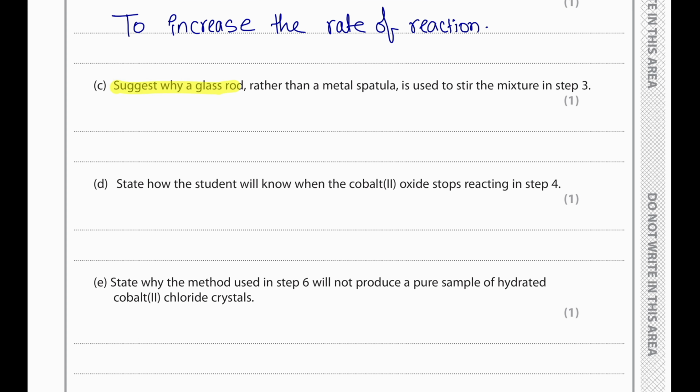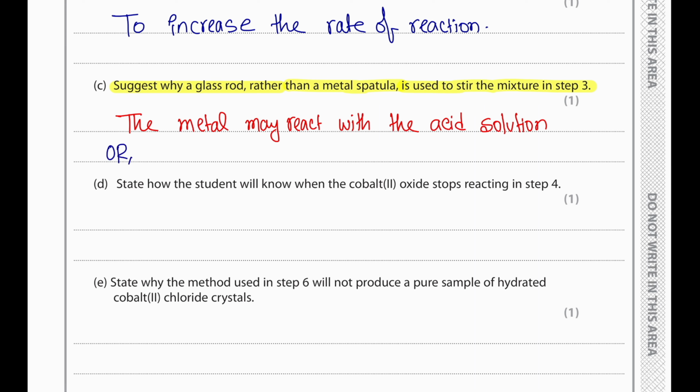Suggest why a glass rod rather than a metal spatula is used to stir the mixture in step 3. If a metal spatula is used, there is a chance that the metal spatula will react with the acid solution. However, glass rod does not react with the acid solution.